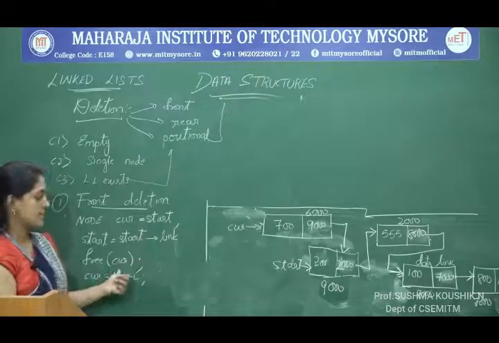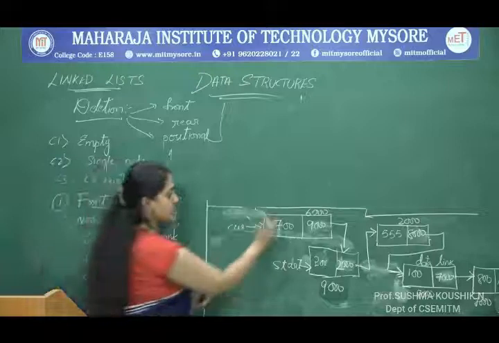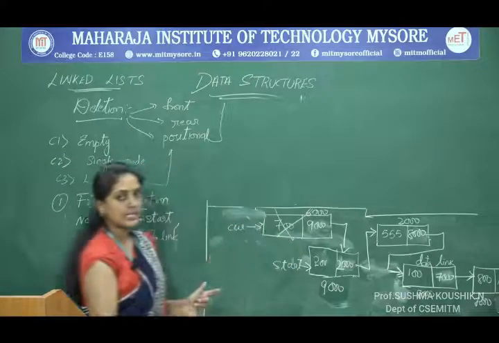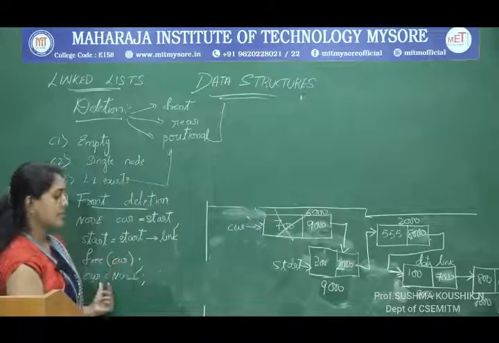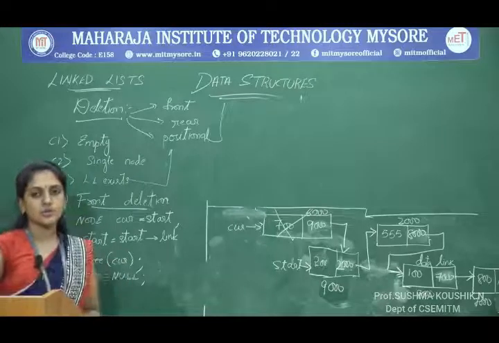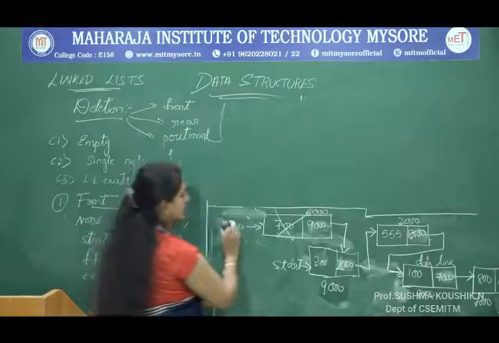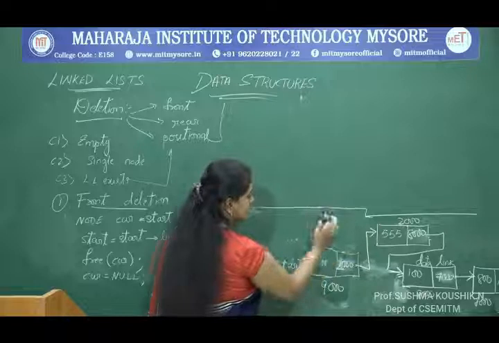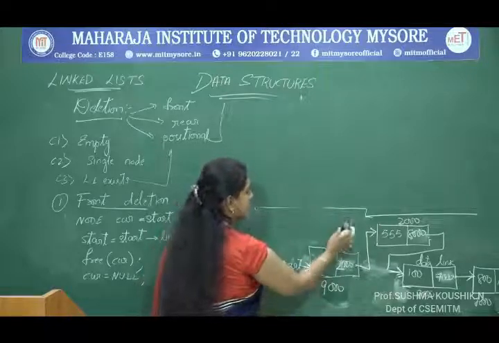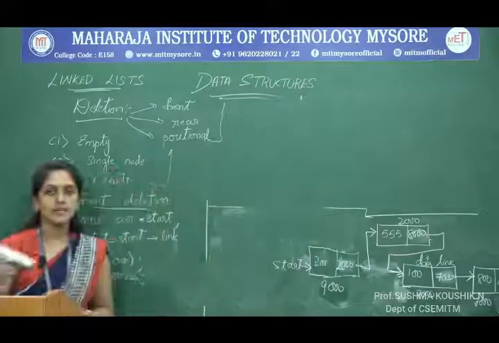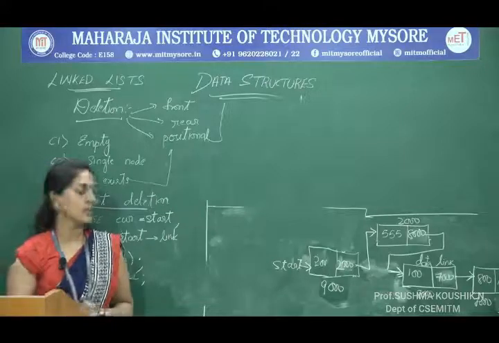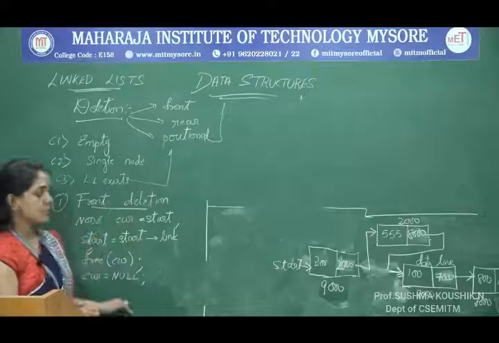With this free current we are freeing it, so this particular node is deleted. No more it is able to access, current you are assigning the null. So this particular node is deleted. Now the linked list is there with only 4 nodes. Is that okay? Is that okay to all? Cool. So front deletion is over.